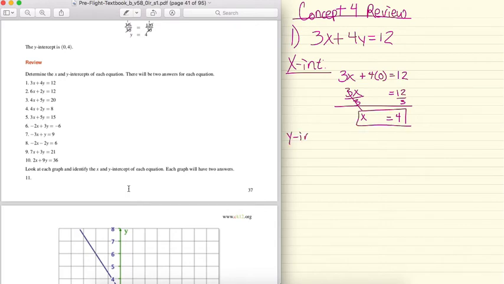Next, I'm going to find the y-intercept. To find the y-intercept, we're going to plug 0 in for x. So 3 times 0 plus 4y equals 12. 3 times 0 is just 0, so I have 4y equals 12. I'm going to divide both sides by 4 because that's the inverse operation of multiplication. And I get y is equal to 3, and that is my y-intercept. You could write these answers as ordered pairs, or just writing them x equals and y equals is fine as well.